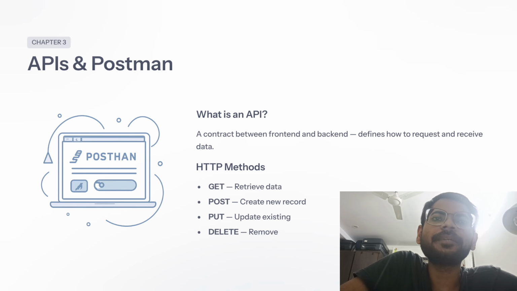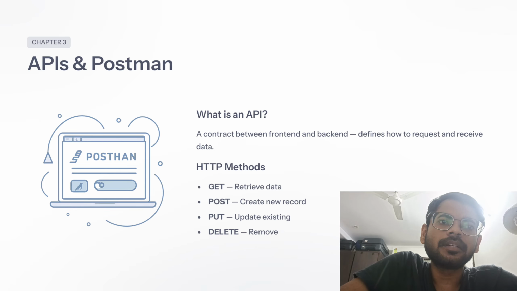What is an API? The full form of API is Application Programming Interface. The API basically connects two softwares. A simple example: I go to a restaurant and I order some food.